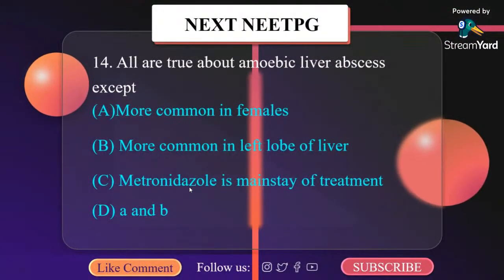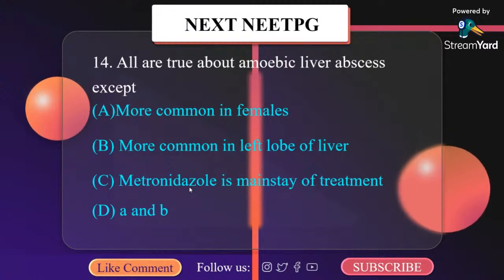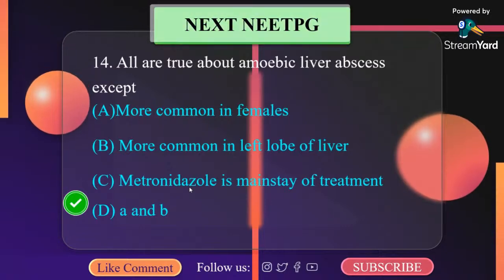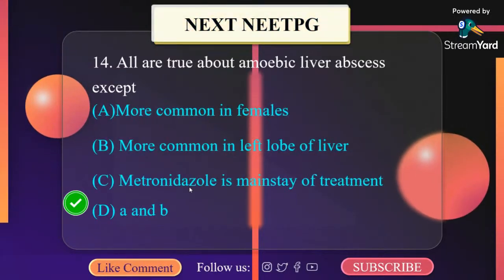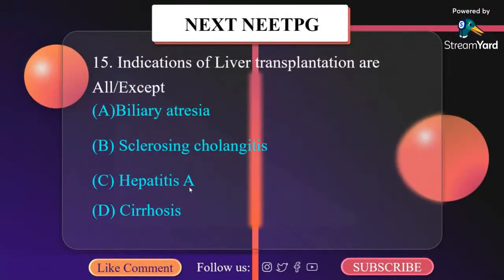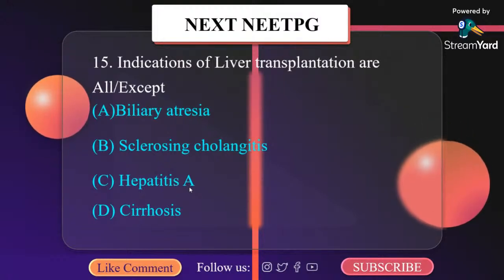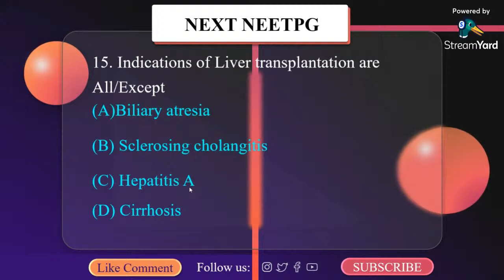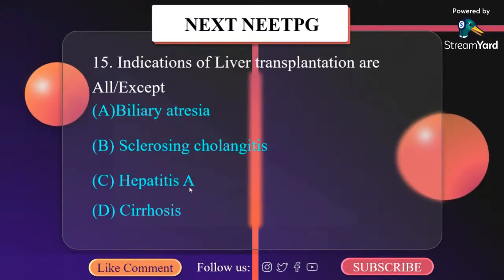All are true about amoebic liver abscess except: A. More common in female, B. More common in left lobe of liver, C. Metronidazole is the mainstay of treatment. The answer is A and B. Indications of liver transplantation are biliary atresia, sclerosing cholangitis, hepatitis A, cirrhosis. Except hepatitis A. In hepatitis A, you don't do liver transplantation.